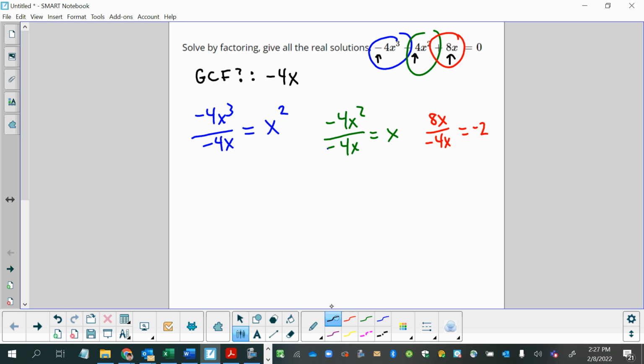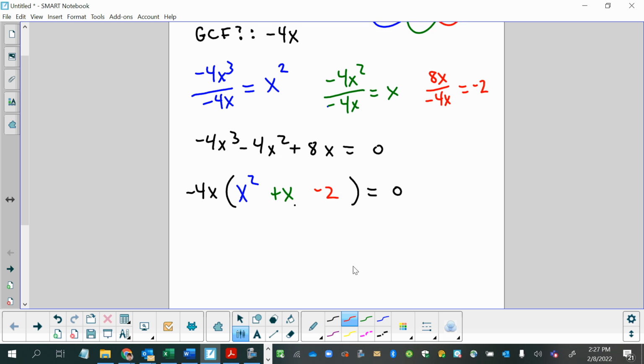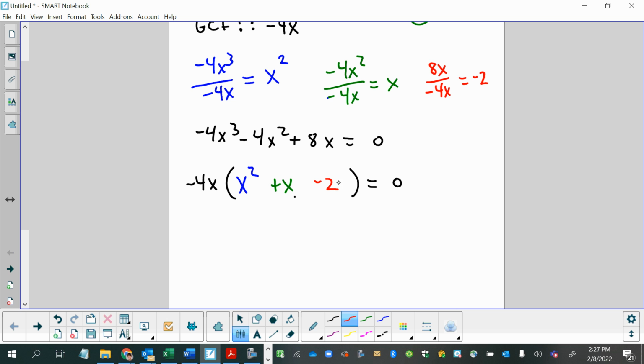So now I know that if I take my original equation and rewrite it with the GCF factored out, I will take the negative 4x out and put the remaining parts of each term into this set of parentheses. So I'll have x squared here, then positive x, then negative 2. Okay, so now I have partially factored my polynomial there on the left. And I want to continue to factor it if I can.